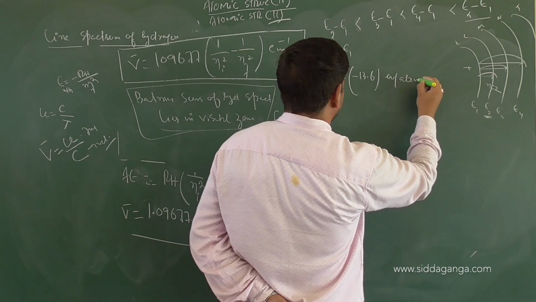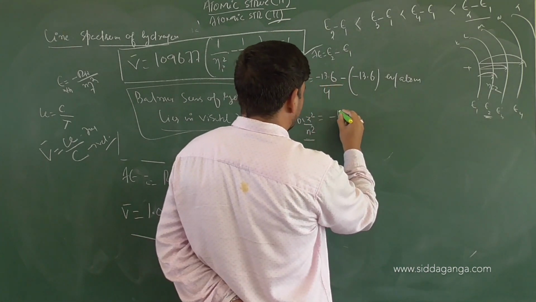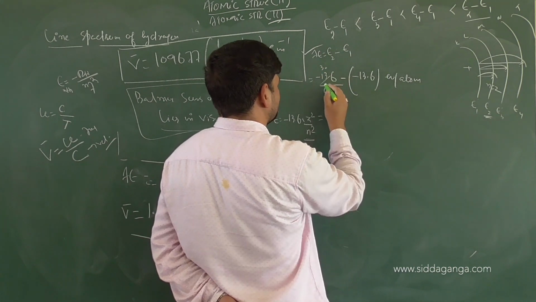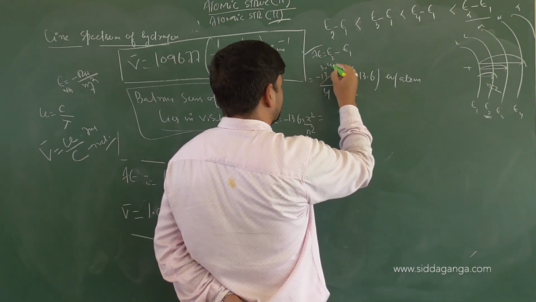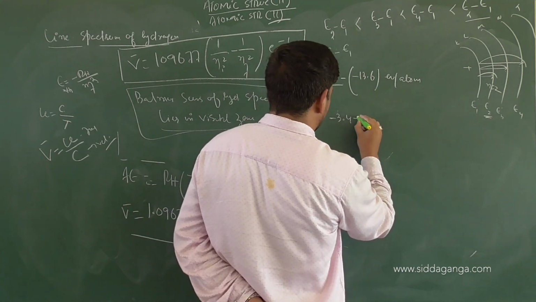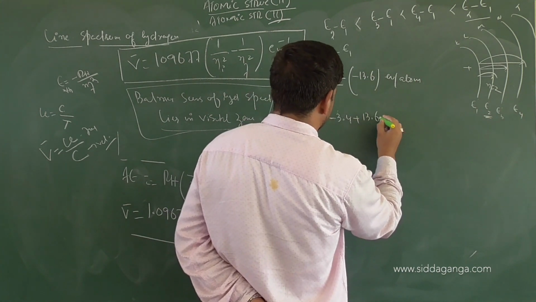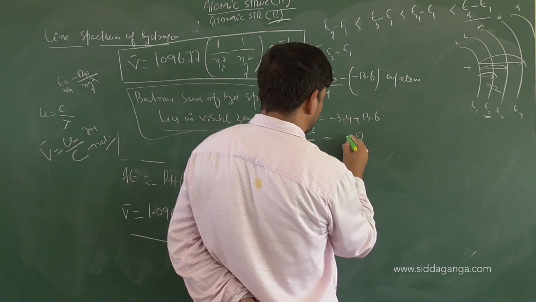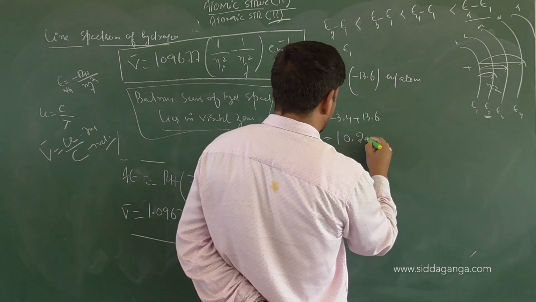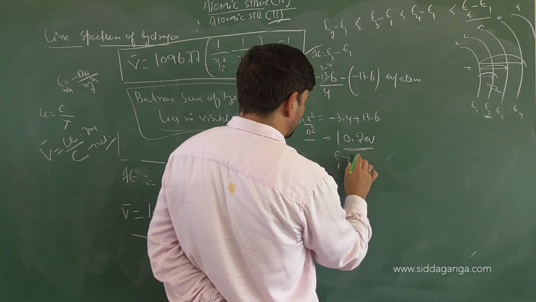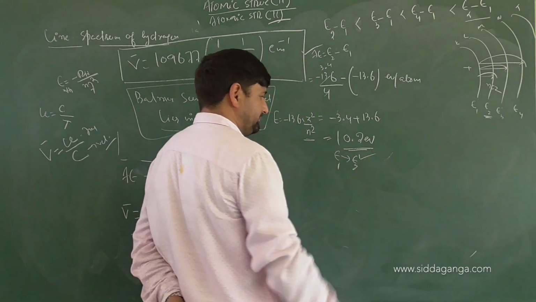Keep it in mind. So that will be minus 13.6 divided by 4. How much? 4 threes are 12, and 4 fours are 16. It will be minus 3.4. Minus of minus will be plus 13.6. That will make it 10.2 electron volts in shifting an electron from E1 to E2. This is the first thing, per atom.